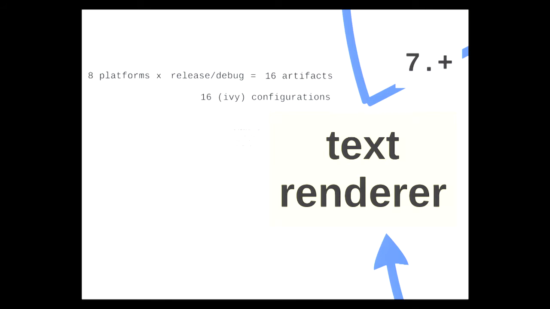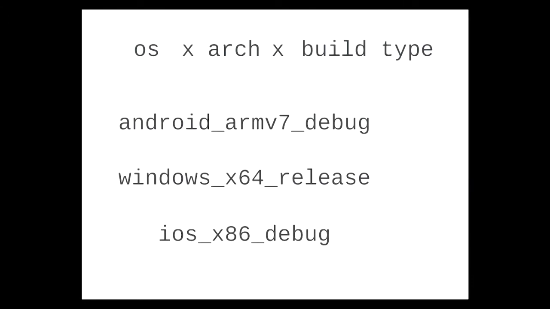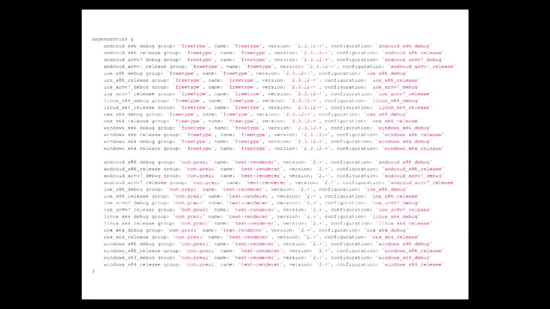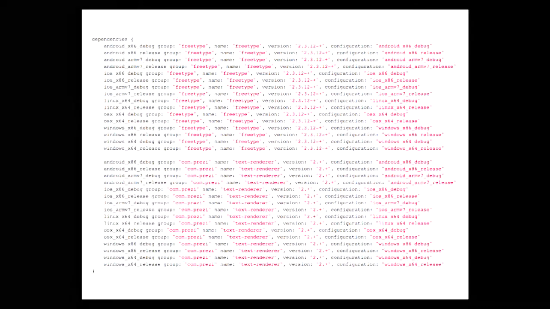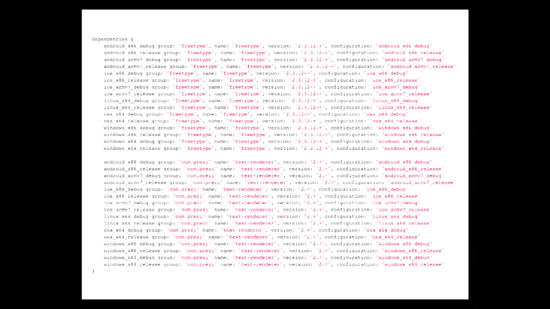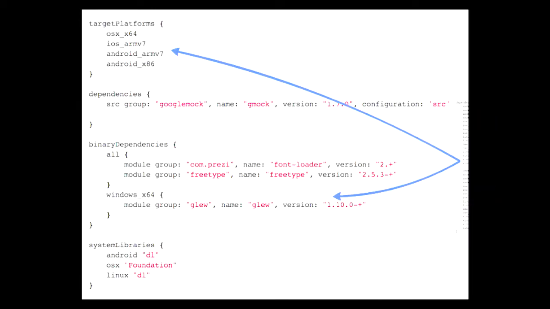An Ivy configuration for us is an OS architecture and build type mixture, something like this. And when you want to add the dependency for your module, then since we have 16 artifacts, 16 configurations, we needed to write 16 lines of code for each of the module dependency declarations. The upper part is one dependency, the lower part is another dependency. The good thing is that you don't have to do this if we can come up with something better.